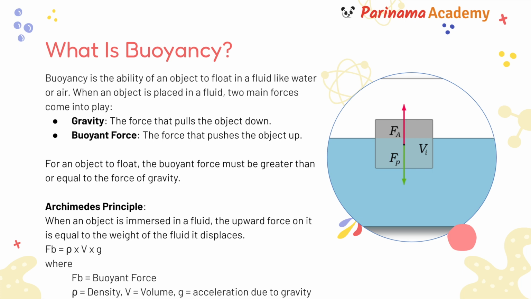Archimedes' principle: when an object is immersed in a fluid, the upward force on it is equal to the weight of the fluid it displaces. Fb = ρVg is the formula.